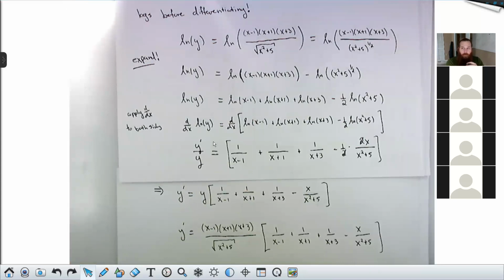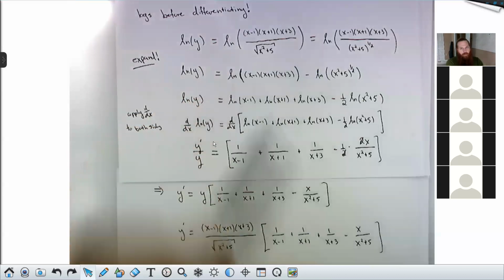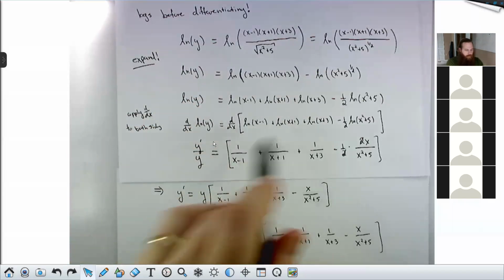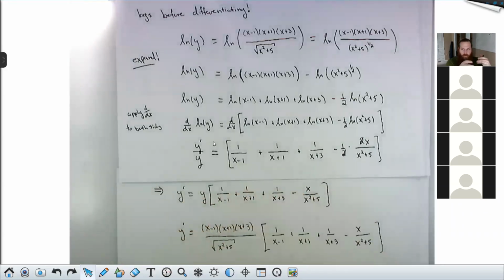So you need to be good with your log rules. You make any mistake in this stuff and the problem's ruined. You need to be good with the chain rule, right? Because each one of these little derivatives was a little chain rule problem. But differentiating logs is easy. It's just stuff primed over stuff. Right? It's nice. It's kind of the nicest of all the chain rule results.